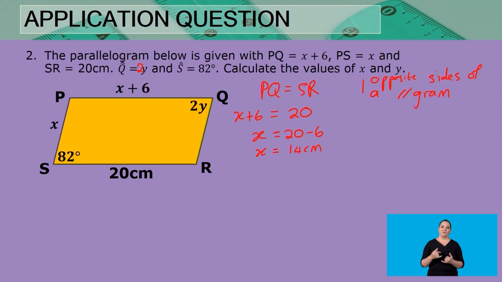Then we move over to another property of a parallelogram, that the opposite angles are equal. And in this case, we can see there that 2y, or let's start with the letters there to say that angle S is equals to angle Q. And the reason for that is because they are the opposite angles of a parallelogram.